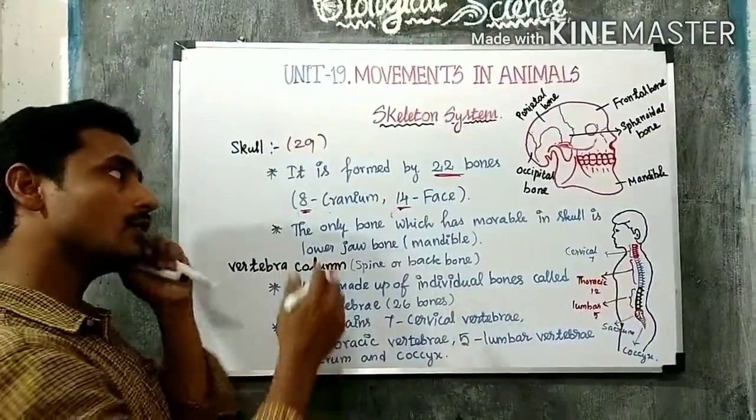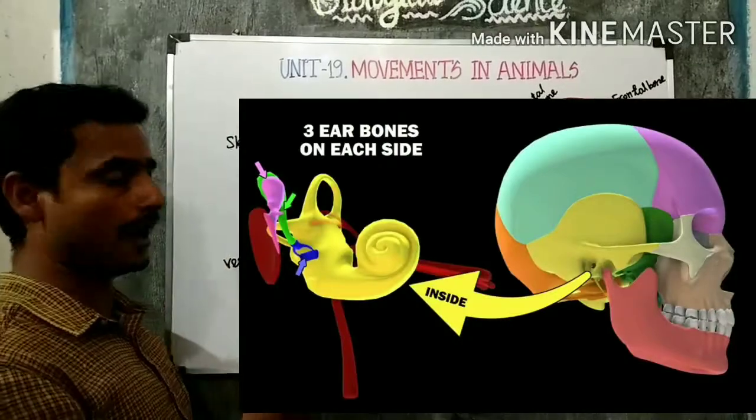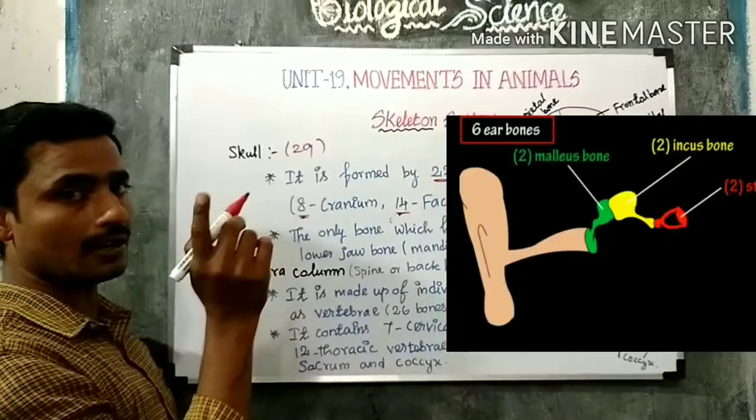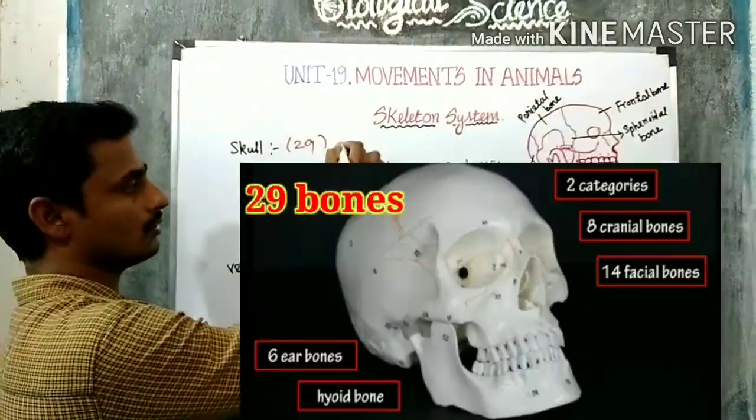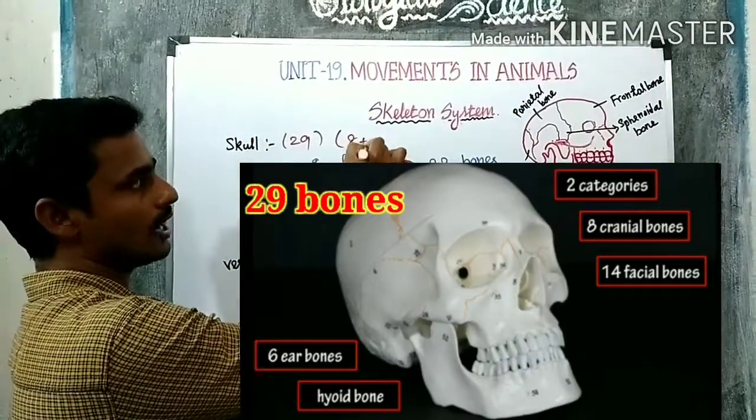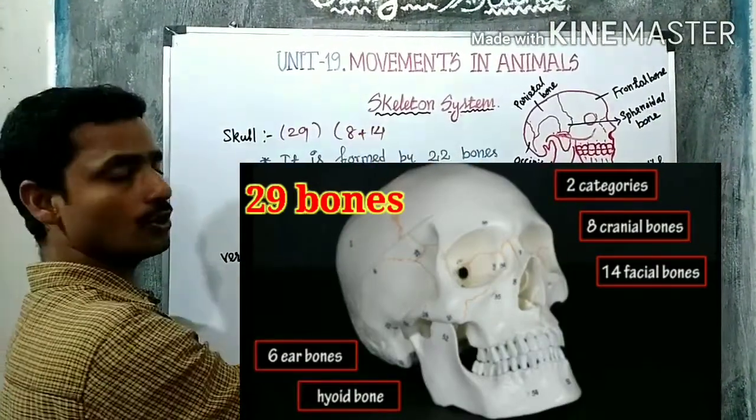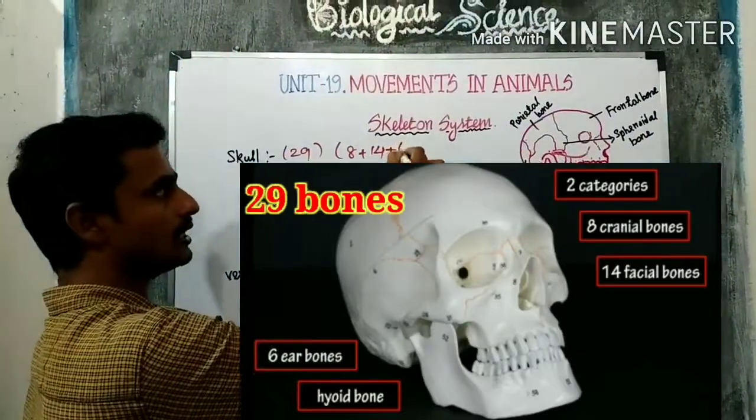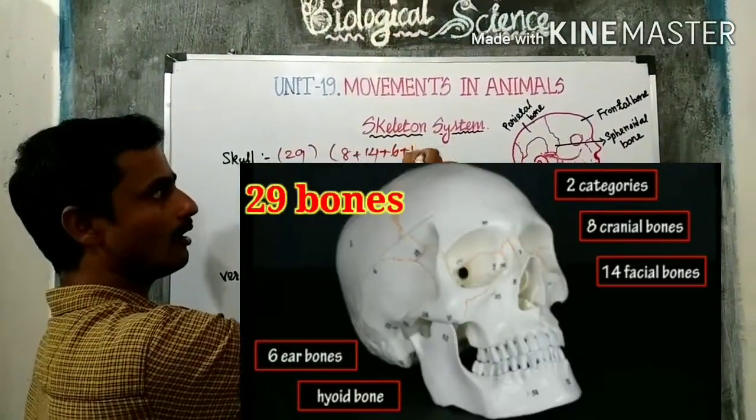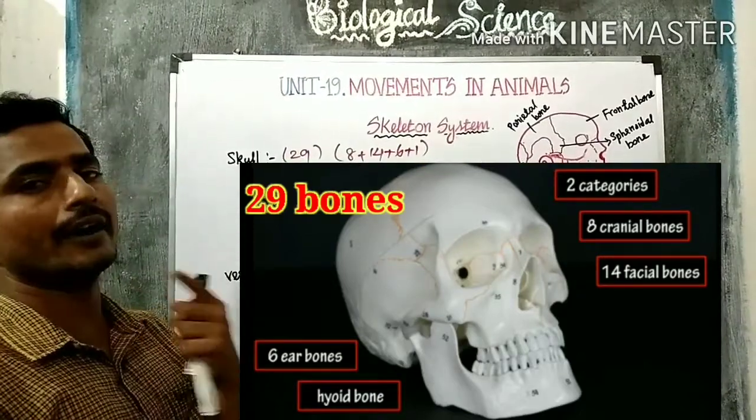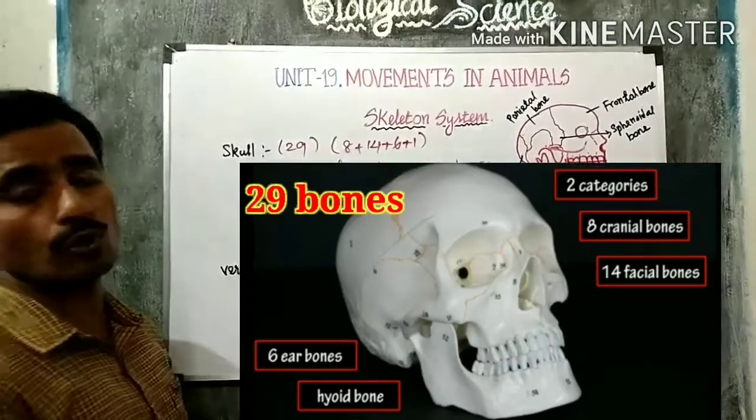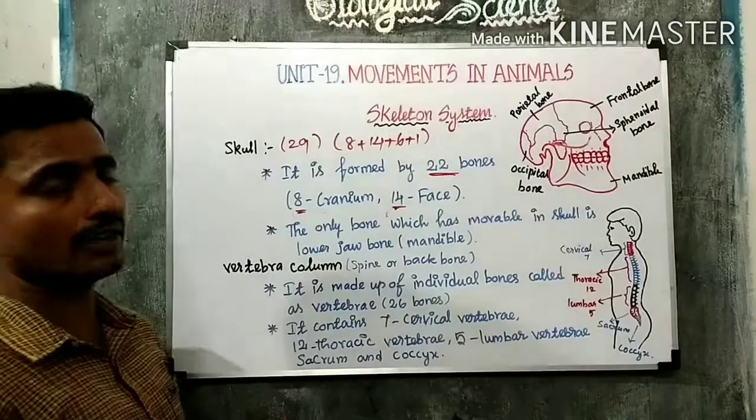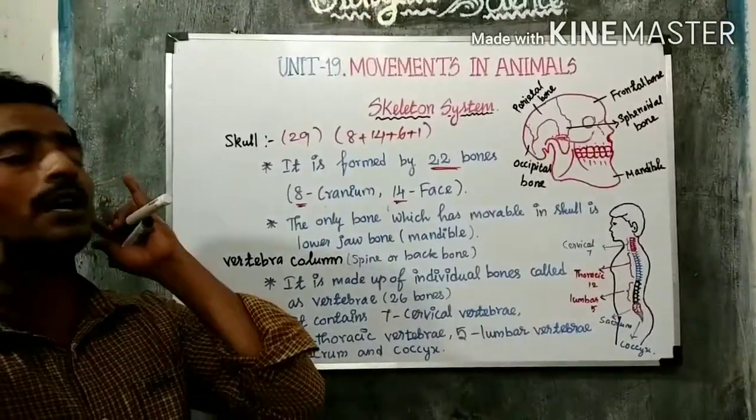Apart from that, we have 3 pairs of ear bones, I told you, right? So 8 cranial bones, 14 facial bones, and 3 pairs of ear bones, totally 6 bones, and then 1 hyoid bone. So totally 29 bones are present in our skull.